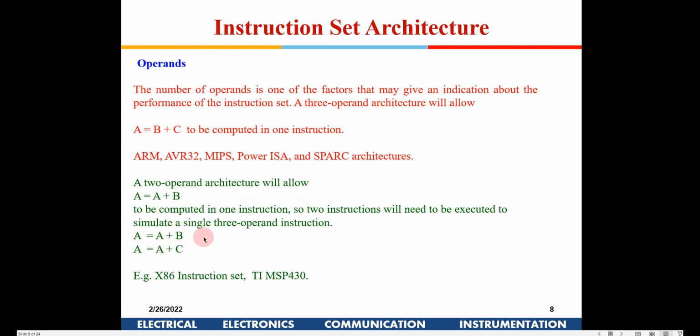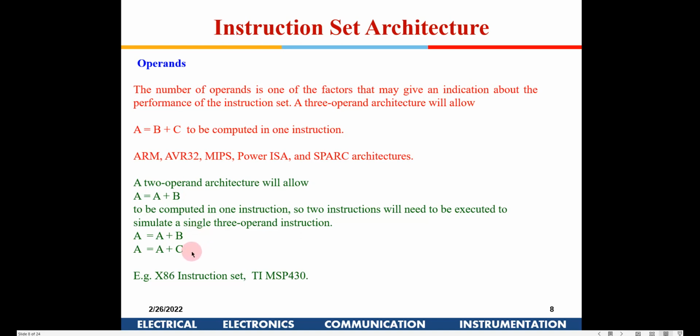But most of these are the kind of instructions. And for example, if I have to do A plus B plus C, then I will require two instructions. First I write A plus B, and then write again A plus C, because now A has got A plus B. Okay, so the single instruction needs to be split into smaller instructions in this case.